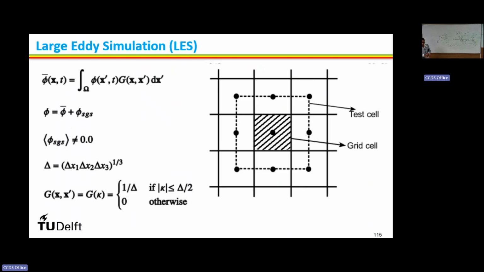What is the volume of the cube? This is delta x1 times delta x2 times delta x3. This will give the volume of the cube. If I take the cube root of the volume, this will give me some equivalent length, right? That I will call the filter length, or the characteristic dimension of the filter. Clear? So delta is called the filter length, right?